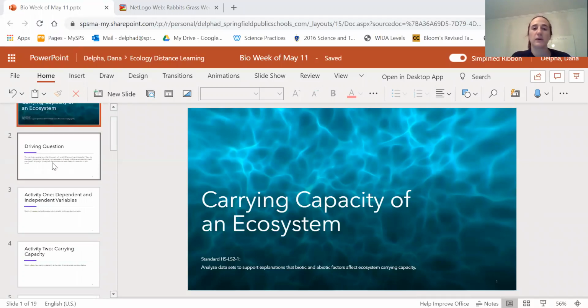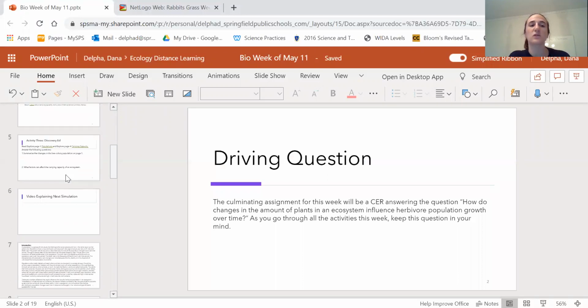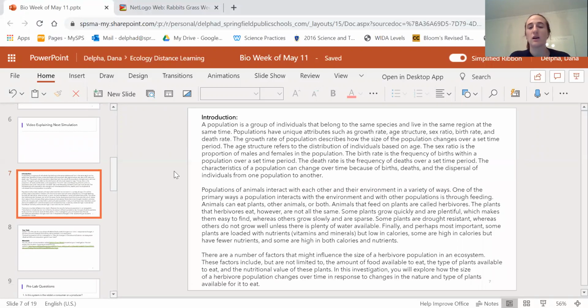So remember, the driving question that we're trying to answer with this simulation is how do changes in the amount of plants in an ecosystem influence herbivore population growth over time? So the first thing you're going to need to do on slide 7 is read the introduction.